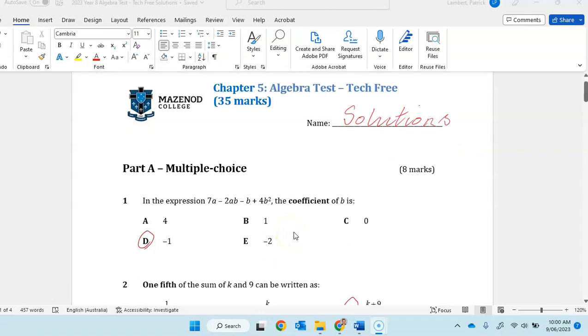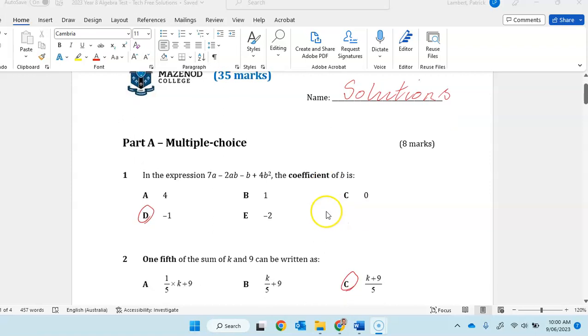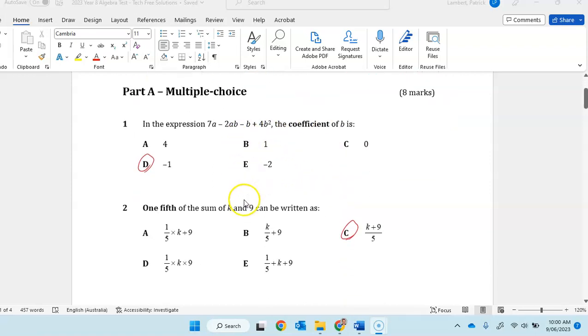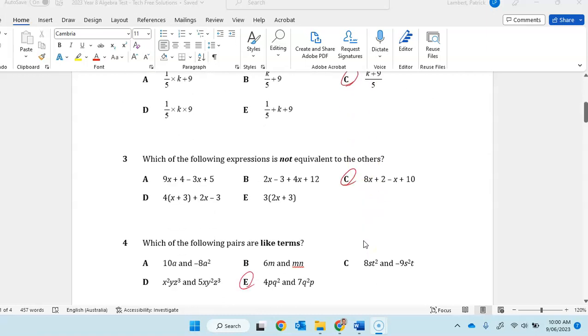Okay, year 8, let's have a look at the algebra test solutions. In the multiple choice, the coefficient of b has got to be -1. Okay, 1/5 of the sum of k and 9, that's k plus 9, both divided by 5. This is the only one, so it's C.